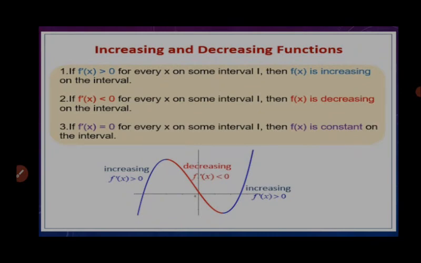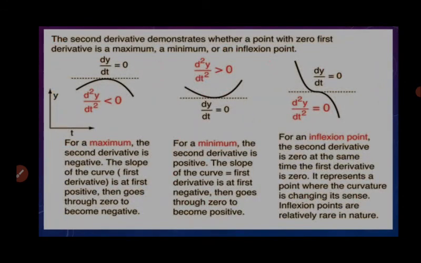Next is increasing and decreasing functions. If f dash x is greater than 0 for every x on some interval I, then f of x is increasing on that particular interval. But if f dash x is smaller than 0 for some interval I, then f of x is decreasing on that particular interval. Third, if f dash x is equal to 0, then it is constant, neither increasing nor decreasing.